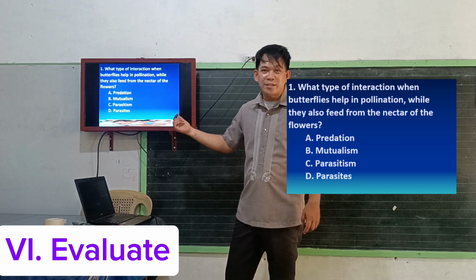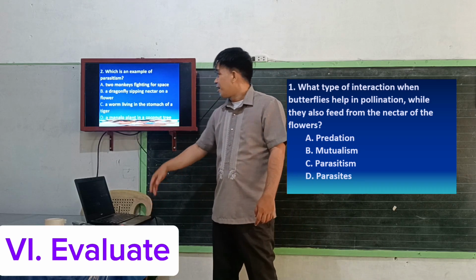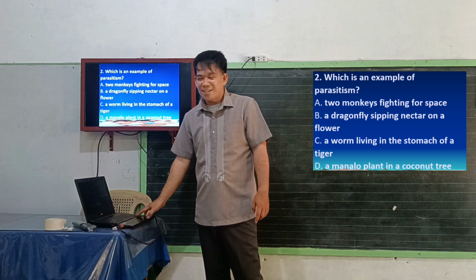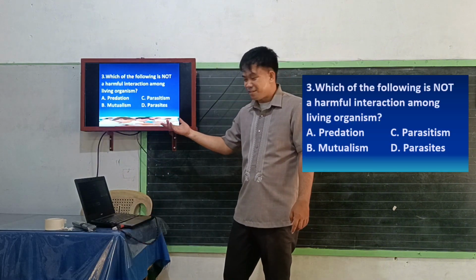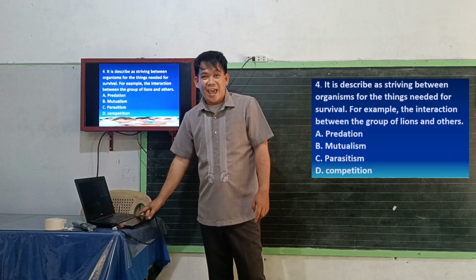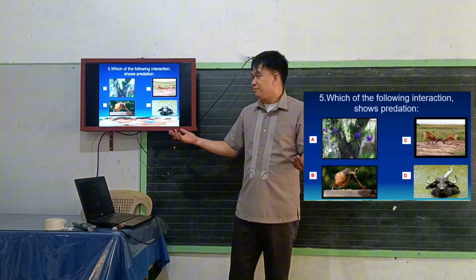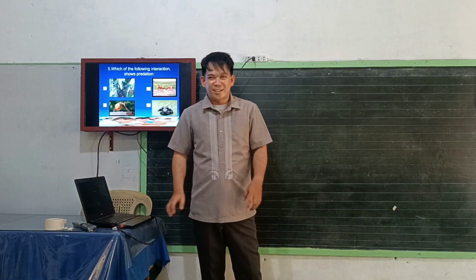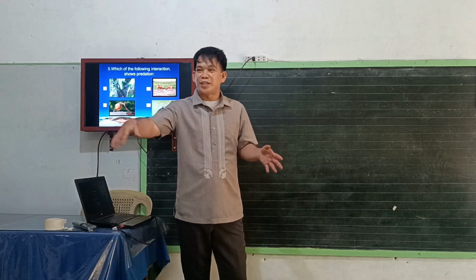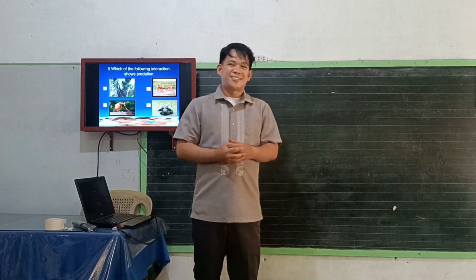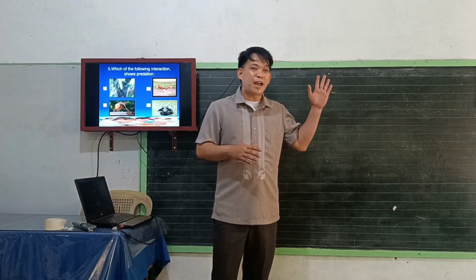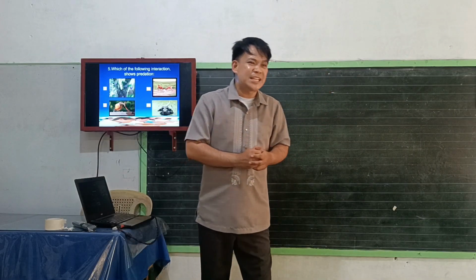Okay, here, number 1. Number 2, write your answer. Letters only. Number 3. Number 4. And number 5. Alright. Okay, if you're done, let us check your answers. Exchange your papers. Okay, thank you for checking. Everybody, raise your hand. How many got 5? Okay, almost everybody got 5.